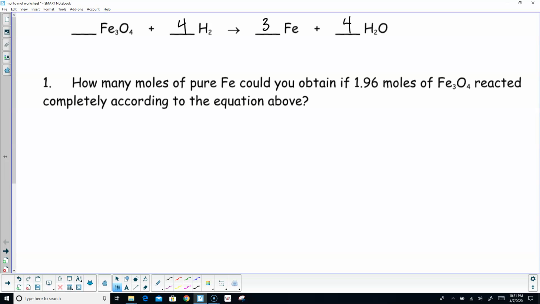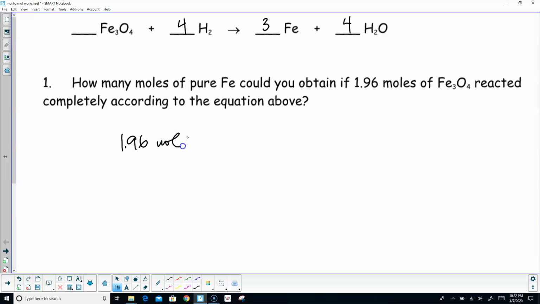Like I mentioned to you yesterday, those coefficients are actually moles, right? And that's going to help us solve this. So looking at this: how many moles of pure iron would you obtain if I had 1.96 moles of, that's not iron 4, I don't know what that would be, but anyway, it reacts completely following the equation above. So let's start off with what we know.